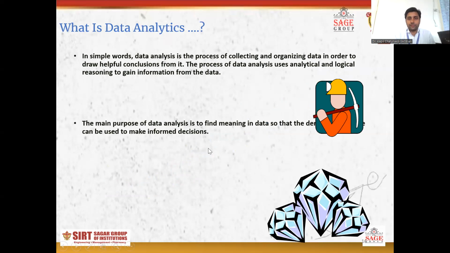At last, in the next lectures, we will discuss data analytics in detail. But fundamentally, in simple words, data analytics is the process of collecting and organizing data in order to draw helpful conclusions from it. The process of data analysis uses analytical and logical reasoning to gain information from the data. We discuss all these things in our different slides, and there is another definition of data analytics.